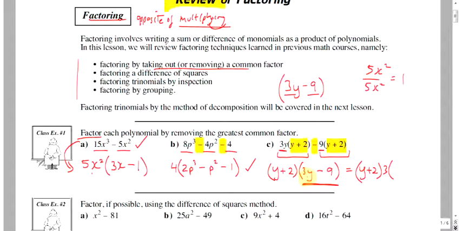What do I multiply 3 by to get 3y? A y. What do I multiply 3 by to get minus 9? Minus 3. So now that's fully factored. Normally, where do we put our 3? At the front. So that is the same as this. It doesn't matter what order you multiply in. But we usually have our number out in the front.